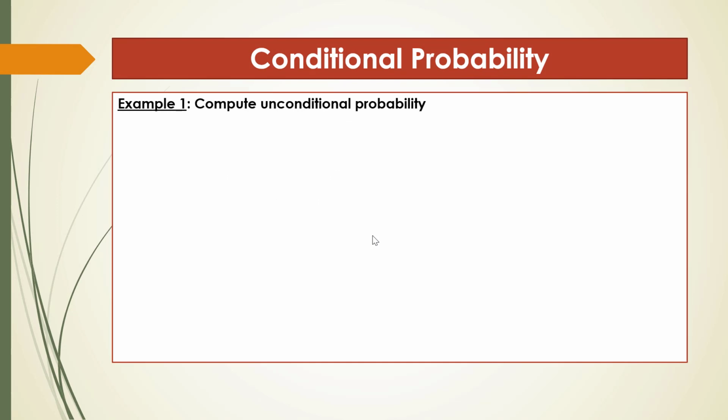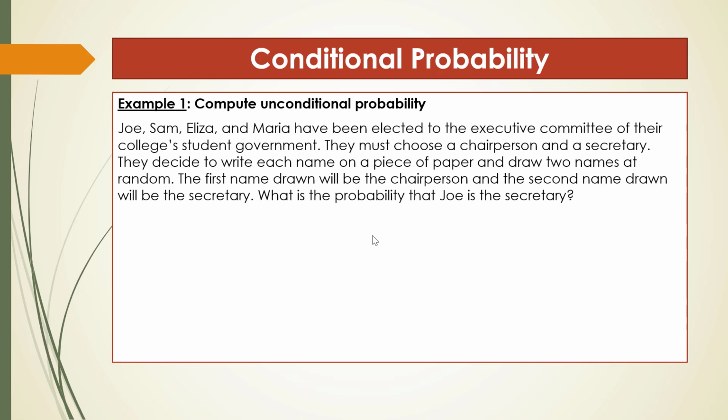So let's look at this example. Example 1 is how to compute an unconditional probability. Let's say Joe, Sam, Eliza, and Mariah have been elected to the executive committee of their college student government. They must choose a chairperson and a secretary. They decide to write their names on pieces of paper and draw 2 names at random. The first name drawn will be the chairperson, and the second name drawn will be the secretary. What is the probability that Joe is the secretary?